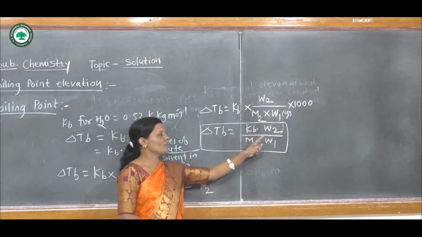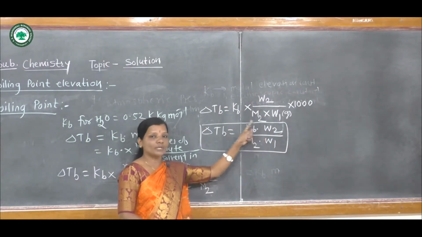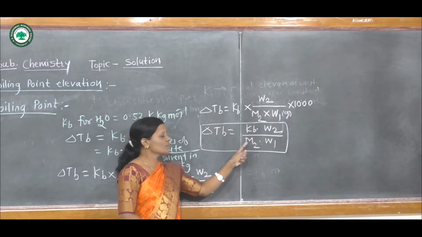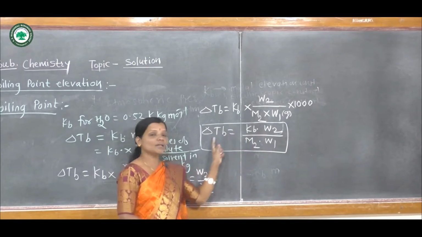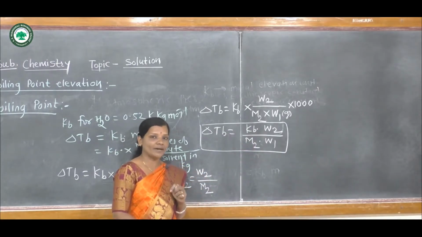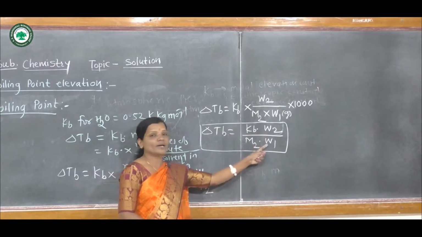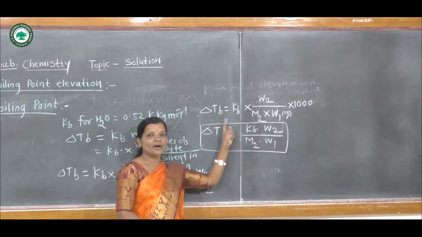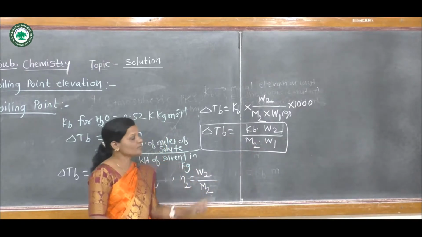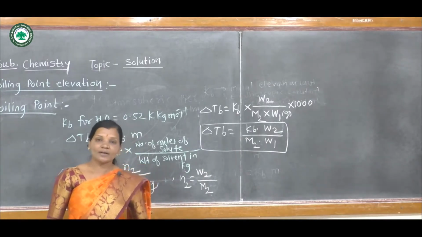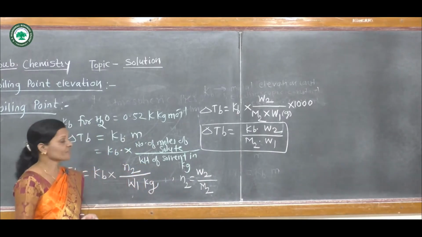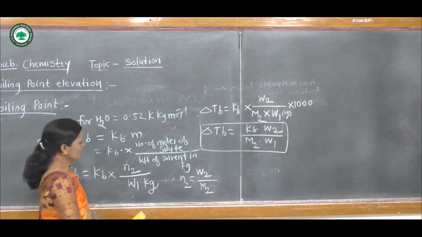This formula can be used to find out the value of Kb. We can also find out the value of W2 if other factors are known. We can find out the molar mass of solute if all other values are known, and also the weight of solvent in the solution if other values are known from this formula. Now we have to see the unit of Kb.